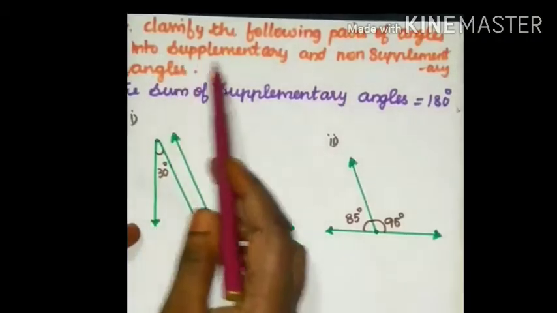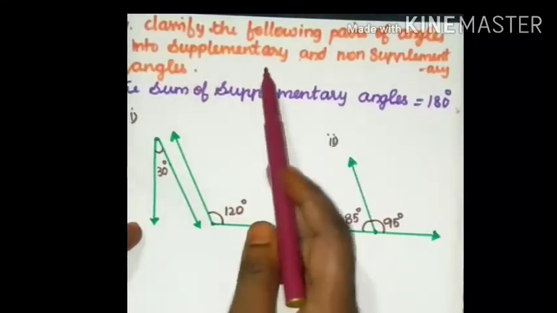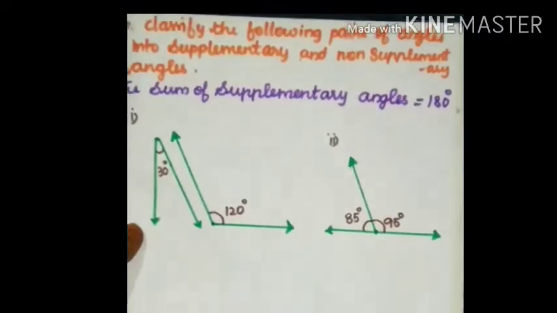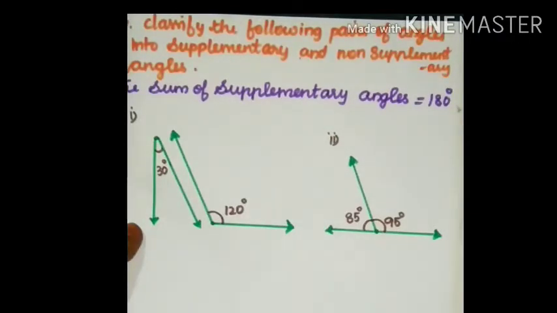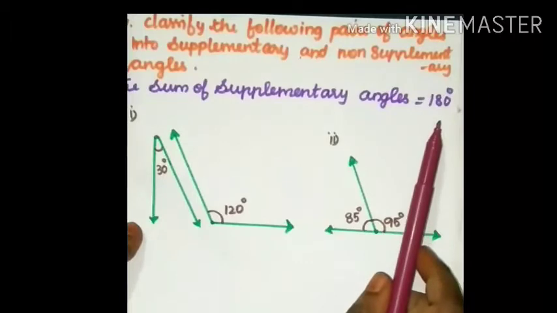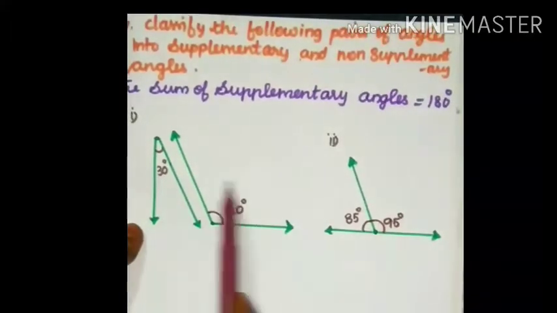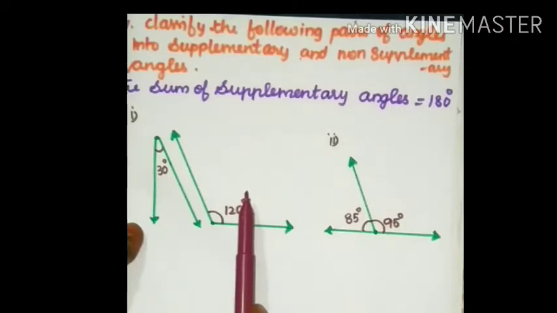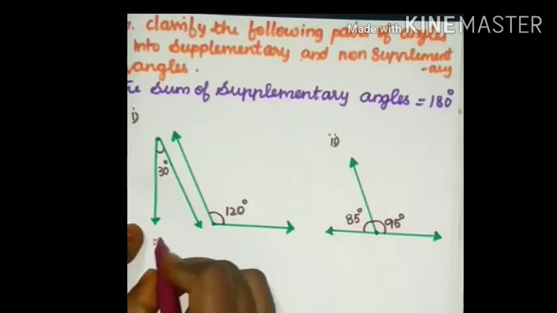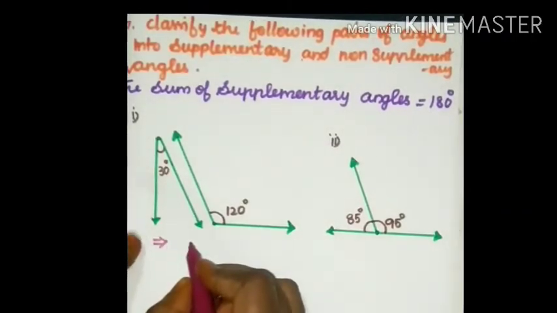Seventh question. Classify the following pairs of angles into supplementary and non-supplementary angles. It is similar to the previous one. In the previous one, what did we find? Finding the complementary and non-complementary angles. In this we are going to find the supplementary and non-supplementary angles. The sum of supplementary angles is equal to 180 degrees. If two angles are supplementary to each other, they add up to 180 degrees. See whether it is supplementary or non-supplementary.